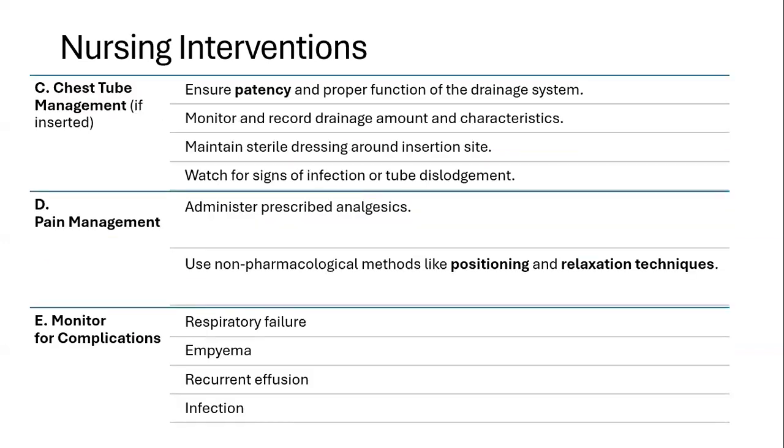The third intervention is chest tube management if it is inserted to the patient. We need to ensure the patency and proper function of the drainage system, monitor and record drainage amount and characteristic, maintain sterile dressing around the insertion site, and watch for signs of infection or tube dislodgement.